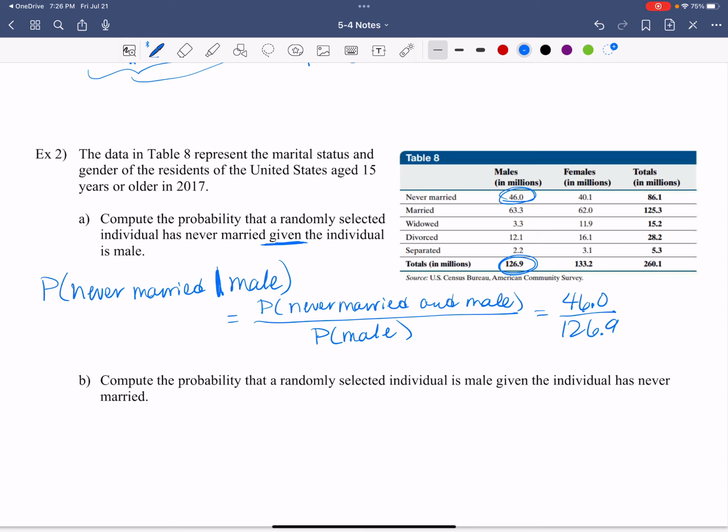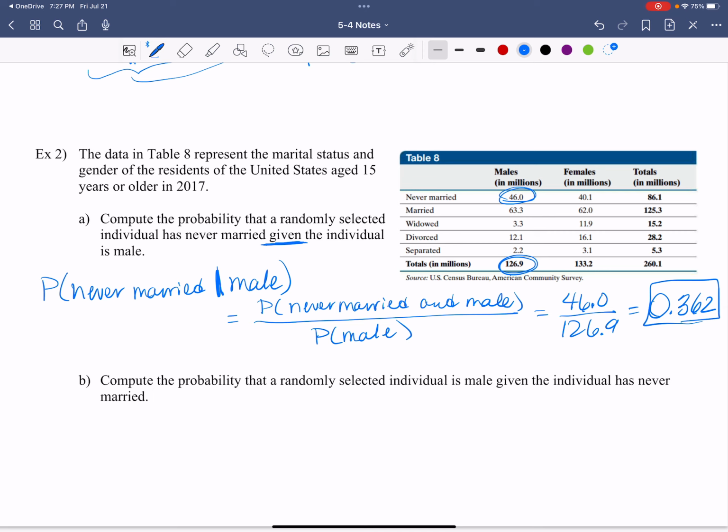All right, so then you do this division. Let's go 3 decimal places. So I have 0.362. Plug that into the calculator, that's what I get. Is that what you get? Okay, so this is the probability that a randomly selected individual is never married, given that they're a male, is 0.362. That's our probability there. All right?